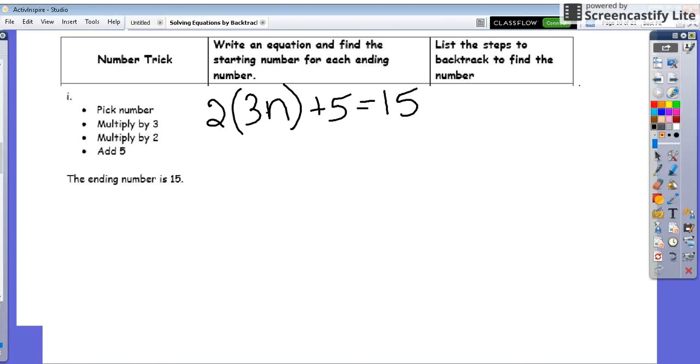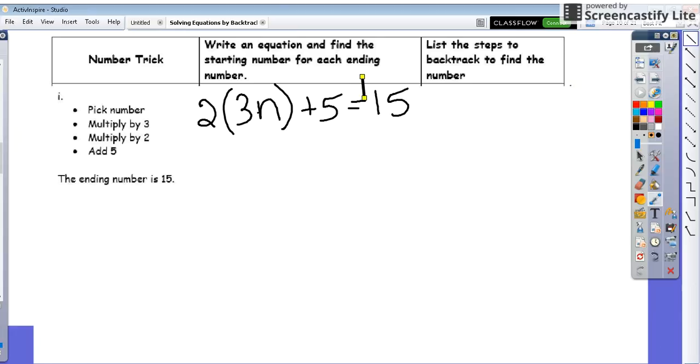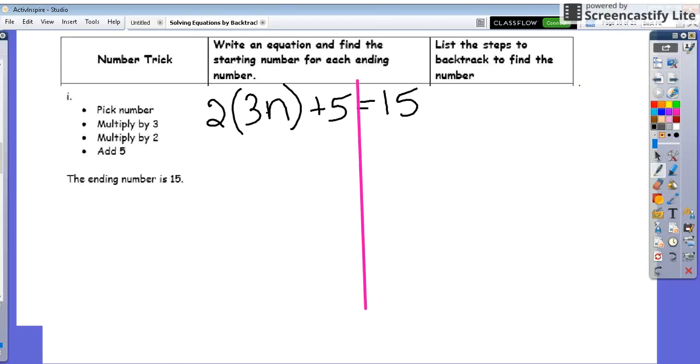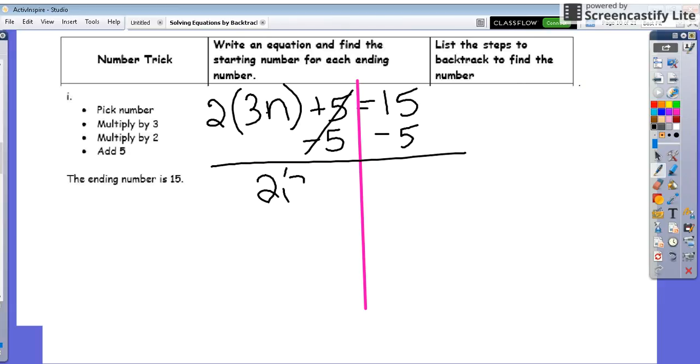Last thing that happened is to add 5. So we are going to subtract 5 from both sides, remember whatever we do to one side, we have to do it to the other side. That cancels out, and I end up with 2 times 3n equals 10. Pick a number, multiply by 3, multiply by 2. So the last thing was multiply by 2. So I'm going to divide by 2.